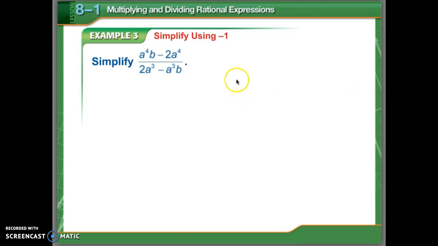All right, example 3. This time we're going to be simplifying using negative 1. So somewhere in here, negative 1 is going to show up, and you have no idea what that means right now, but that's okay. Let's go ahead and look and see. We've got two terms up top and two terms on the bottom. We're going to see what they have in common and try to factor that out. We're doing the greatest common factor on these two terms.